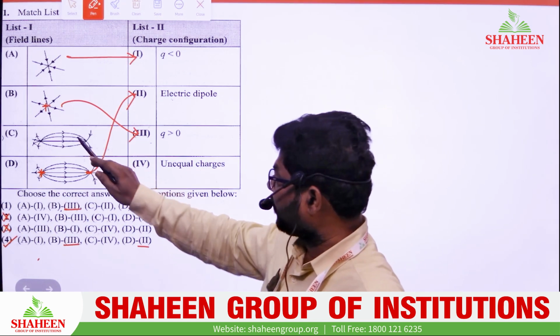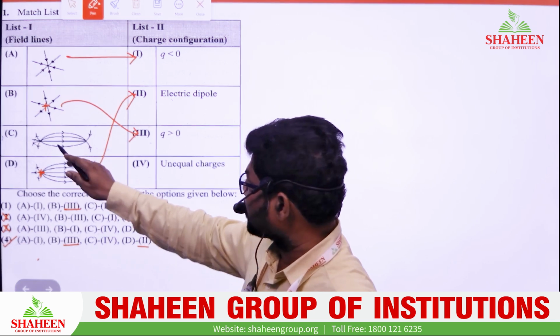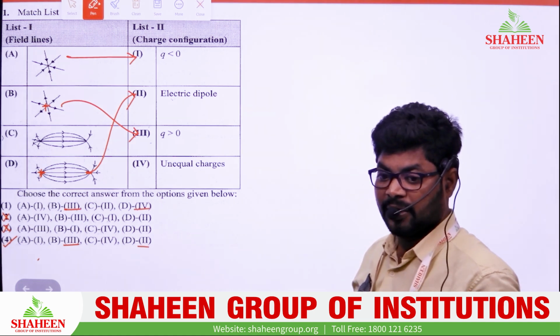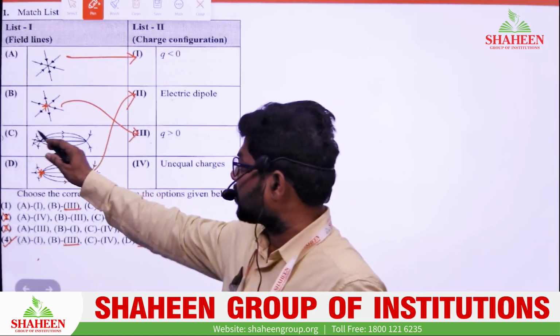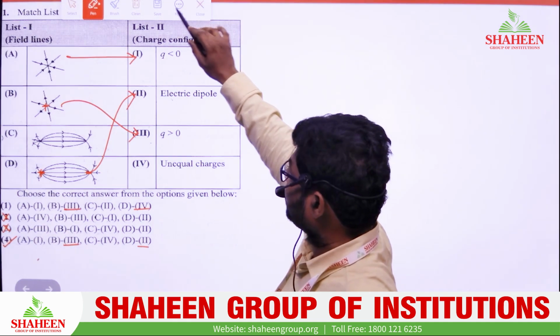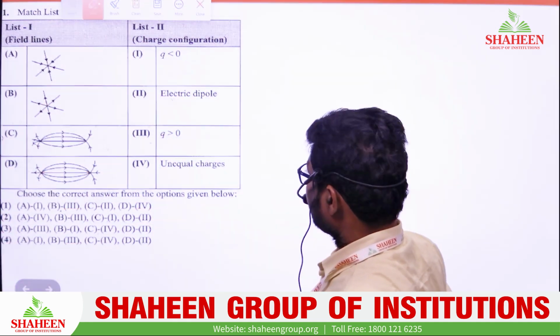So this is unequal charges. Away, towards. Here more charge, here less charge. The number of field lines is less. Here more charge, here less charge. Clear? So let us go for the next question, please.